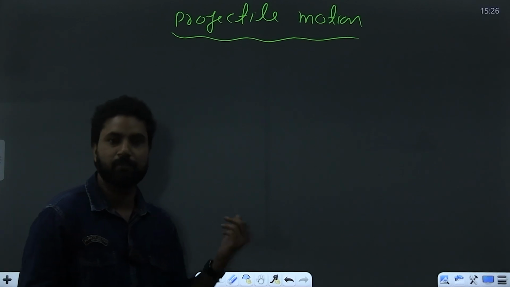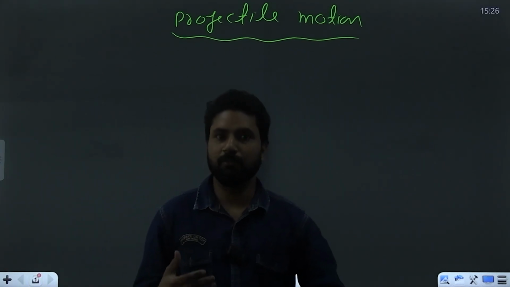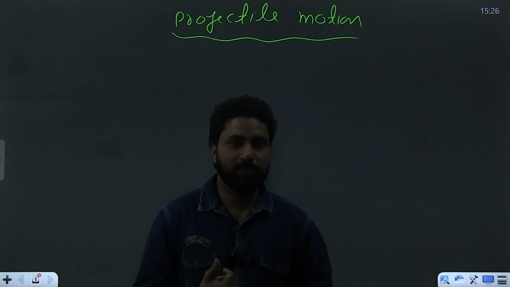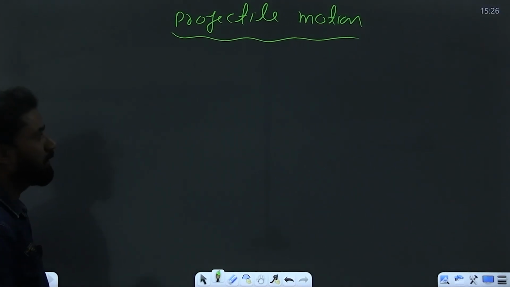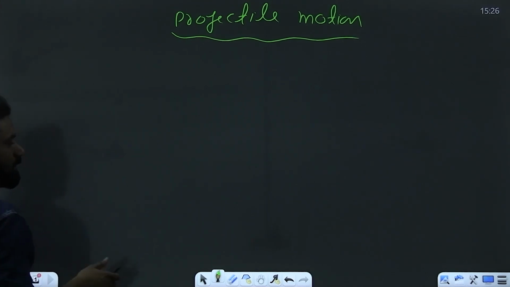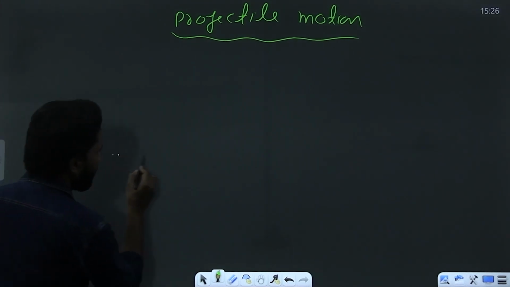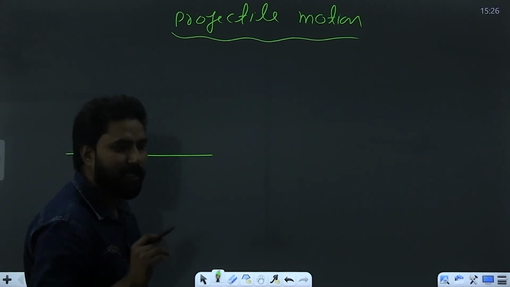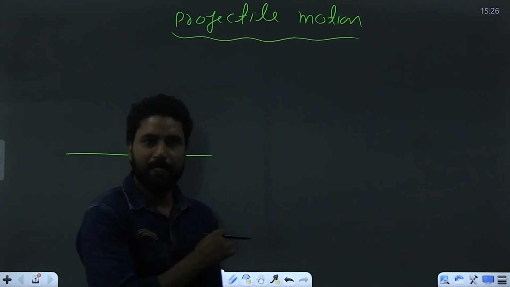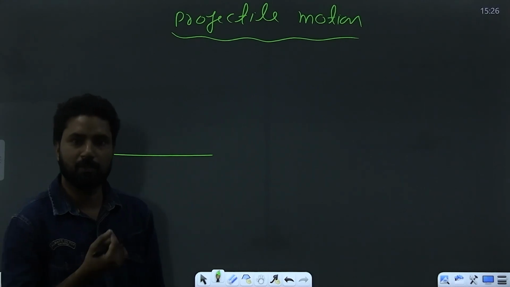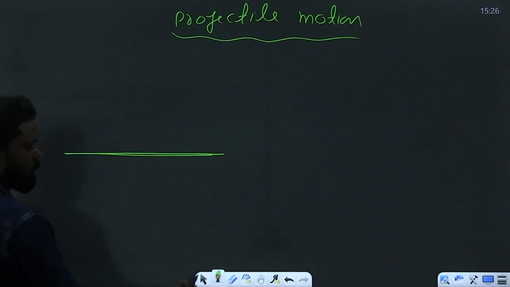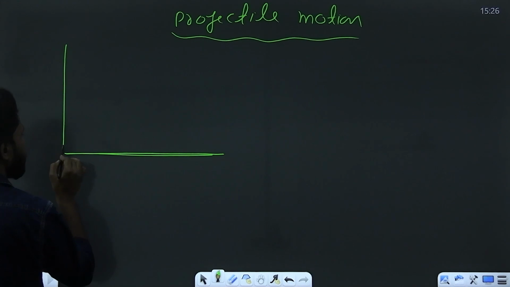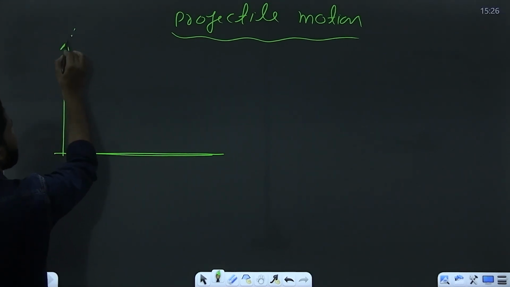As we know, the definition of projectile motion is that whenever you throw a particle obliquely near the earth, its motion is called projectile motion. So let us consider an object which is thrown from here. Consider two perpendicular axes: one is the horizontal axis called the x axis and the other is the perpendicular axis called the y axis. Suppose this is your x axis and this is your y axis.